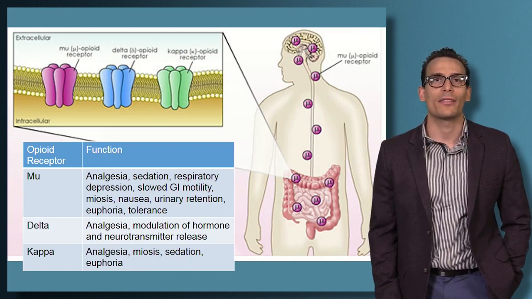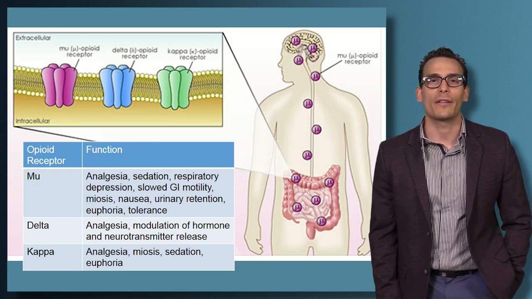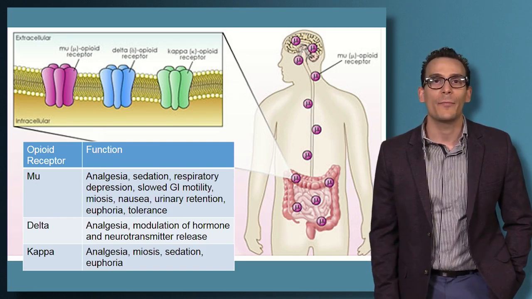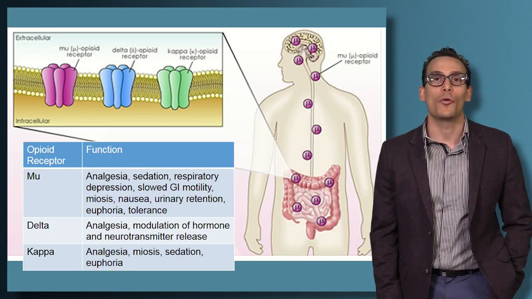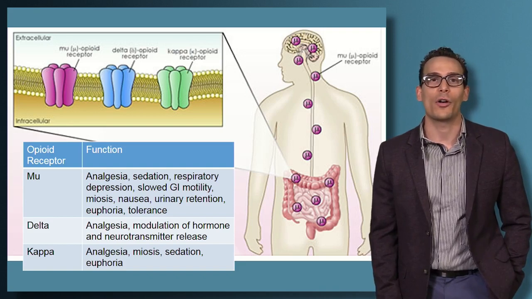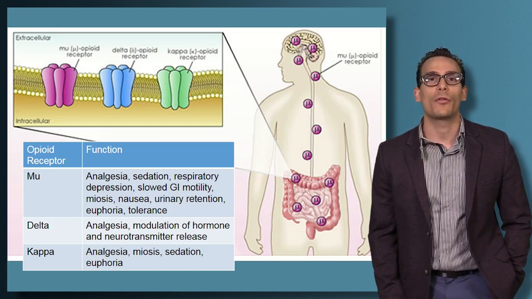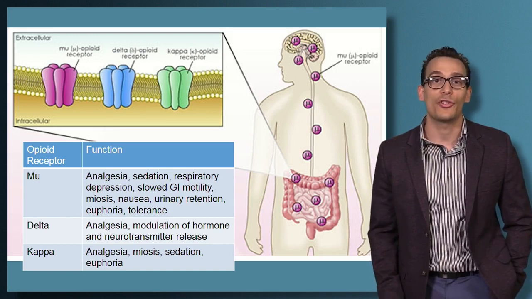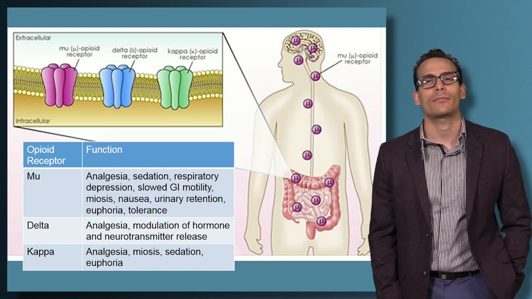If we look at the left side of the slide, we see the 3 different receptors, mu, delta, and kappa, with their respective functions. So the mu receptor, which is most important in mediating analgesia, is also responsible for mediating sedation, respiratory depression, slow GI motility, as well as euphoria and tolerance. The delta receptor also mediates analgesia, as well as it modulates hormone and neurotransmitter release, while the kappa receptor, on top of mediating analgesia, is also responsible for miosis, sedation, and euphoria.